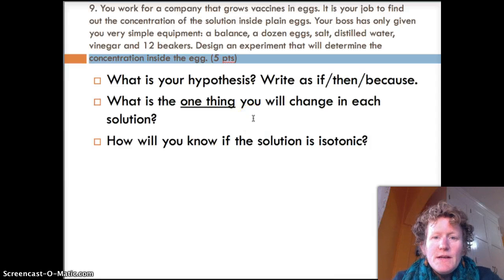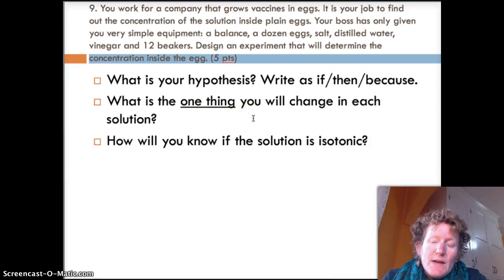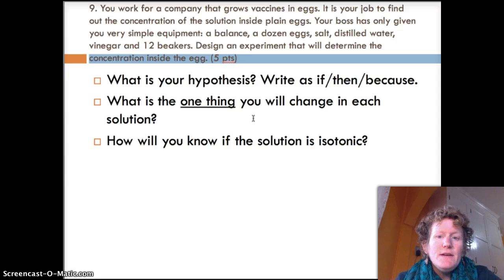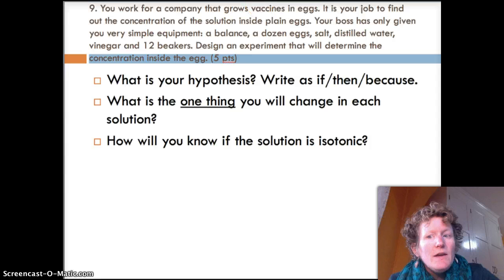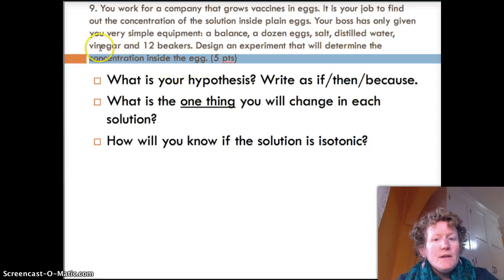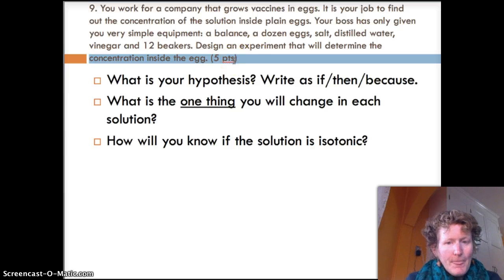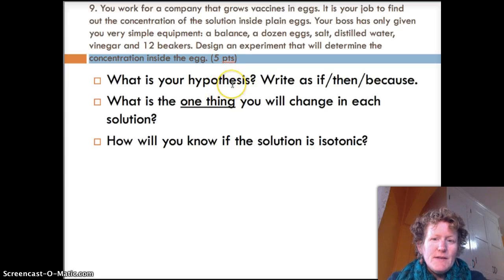So number 9 says you work for a company that grows vaccines in eggs. It's your job to find out the concentration of solution inside plain eggs. Your boss has given you very simple equipment: a balance, a dozen eggs, salt, distilled water, vinegar, and 12 beakers. Design an experiment that will determine the concentration inside the egg. So what's your hypothesis? Write an if, then, because statement.